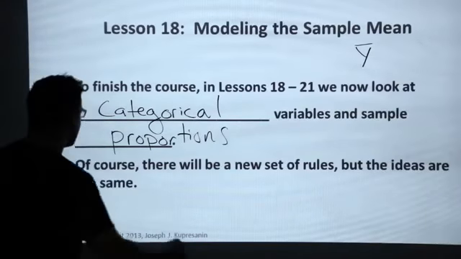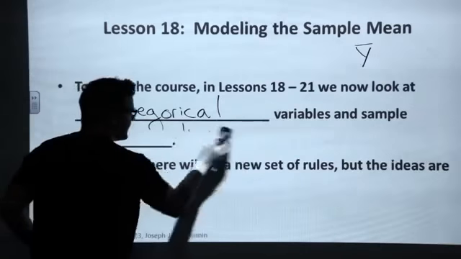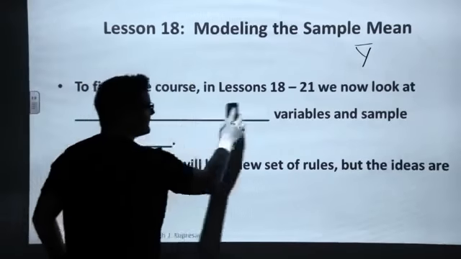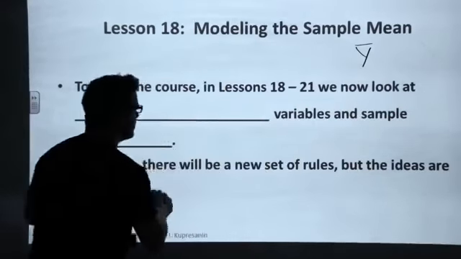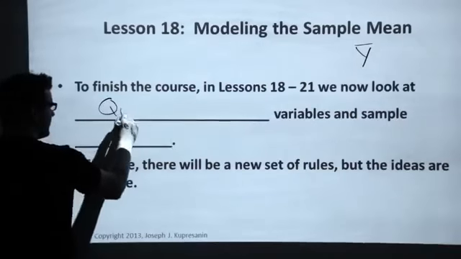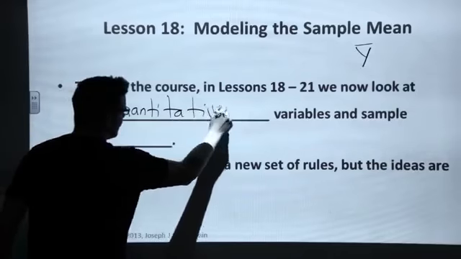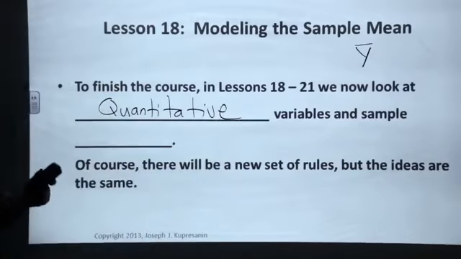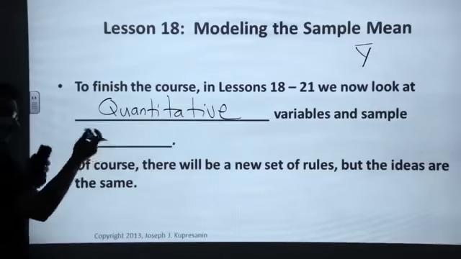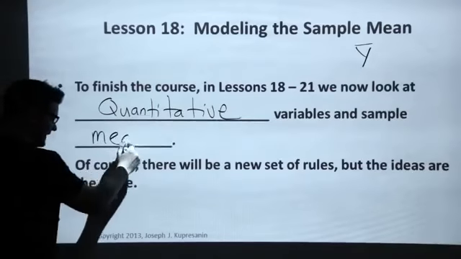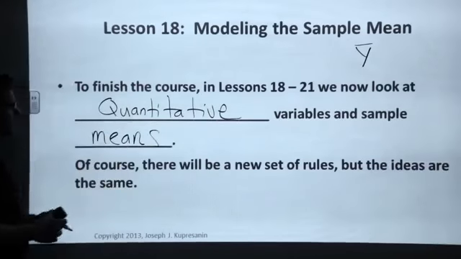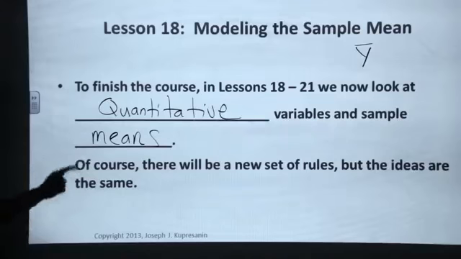Now, to wrap up this course, lessons 18 up to 21, sample mean Y bar. We're looking at the other kind of variable, quantitative. And the statistic that we will use is sample means. It's a measure of the center. So we're doing quantitative variables and sample means.